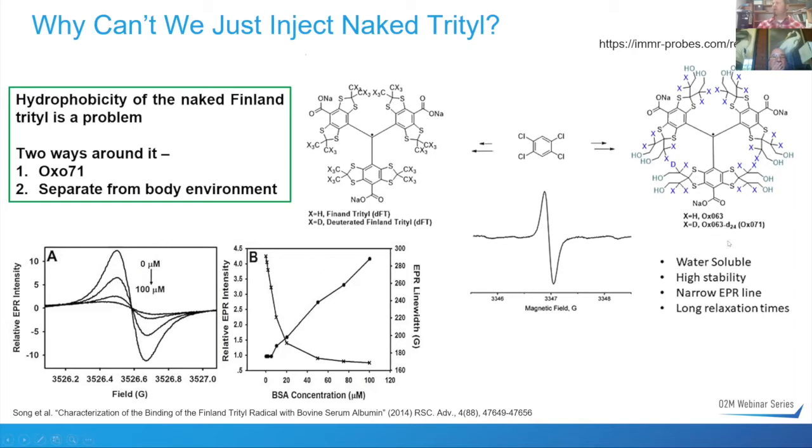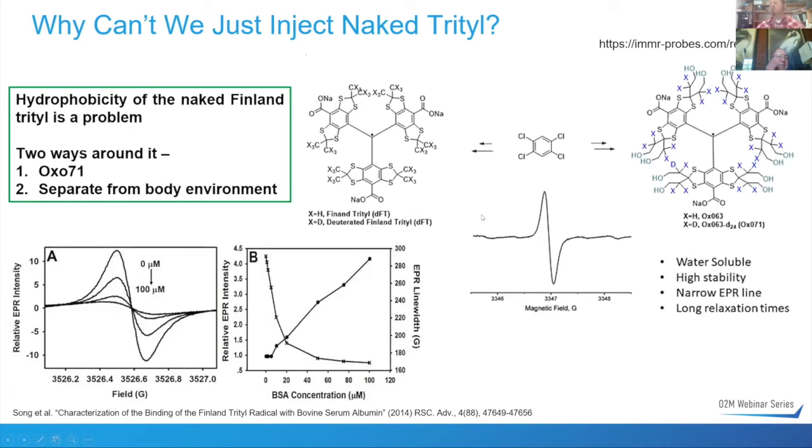Well, we make molecules like OX63, or we deuterate it, and it becomes OX71. And it makes it much more hydrophilic, but we pay a price both in terms of line width and also frequency response when we do this. The symmetric trityl, the hydrophobic one, has much less response of its relaxation times, much less penalty that you pay from 9.5 gigahertz down to the imaging frequencies, sub 1 gigahertz. So you can either change the radical chemistry, or you can try to separate it from the body environment to cut off that interaction.